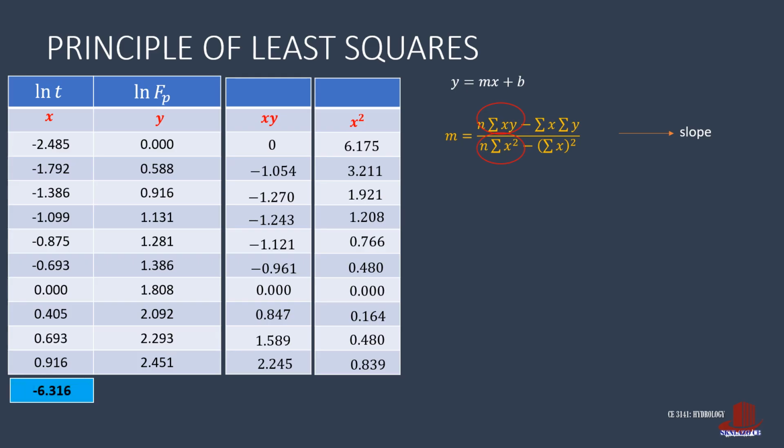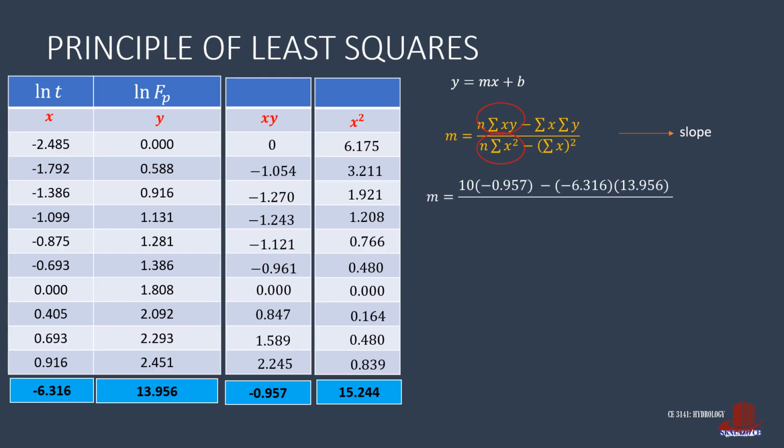The summation of x is negative 6.316. Then the summation of y is 13.956. The summation of xy is negative 0.957. And the summation of x squared is 15.244.